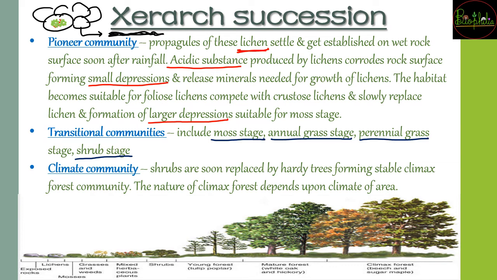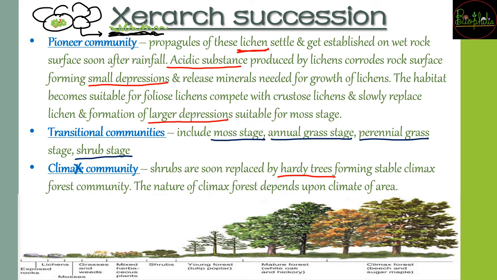And there you will find many different types of grasses and shrubs. And then the climax community is going to come. Once this climax community arrives, it replaces the shrubs, and hard trees come in, and that becomes the forest, the climax community. So what was earlier an entirely rocky area, filled with stones, now becomes a very beautiful forest.